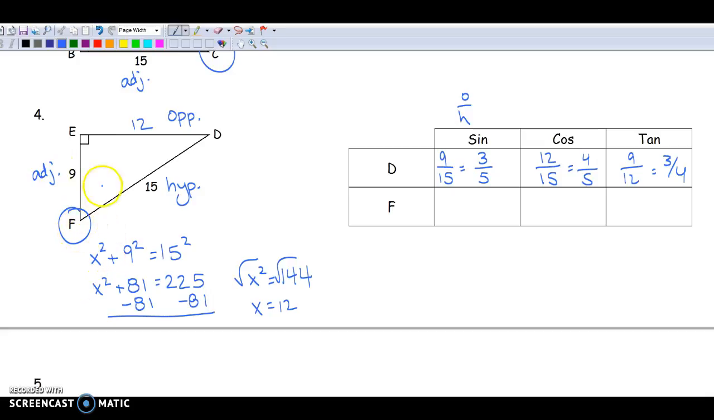So sine is going to be opposite over hypotenuse, 12 over 15, which is 4/5 when you reduce. Cosine is adjacent over hypotenuse, 9 over 15. And you reduce it, you get 3/5. And then tangent is opposite over adjacent, 12 over 9, which is 4/3.